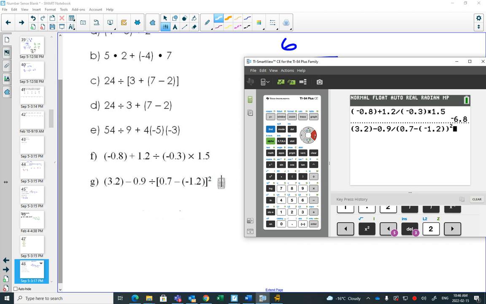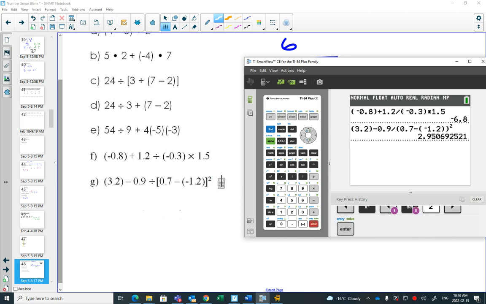There we go. So I double checked that I wrote everything exactly the same. Bracket 0.7 minus bracket, bracket squared. Push enter. Did you get 2.950692521? Then you know that your calculator is working for you. You got that in your head? That's impressive. That's really good.